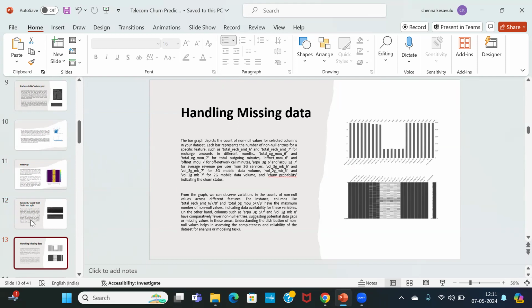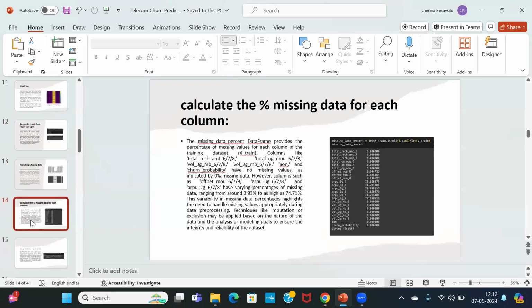Going to the next slide, we have handling some missing data. The bar graph displayed here counts the non-null values for selected columns in the data set. Features such as total recharge amount 6, 7 or 8, and total minutes of usage 6, 7 or 8 have the highest number of non-null values, indicating data availability. However, columns like ARPU, average revenue per user, and volume show fewer non-null entries, suggesting potential data gaps.